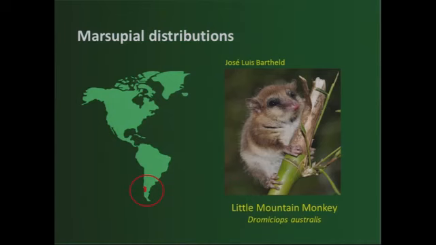Another problem for evolutionists is the little mountain monkey of South America. DNA comparisons suggest that this little South American marsupial is more closely related to Australian marsupials than other South American marsupials. How then did it end up in America? It seems very difficult to argue that it evolved there.